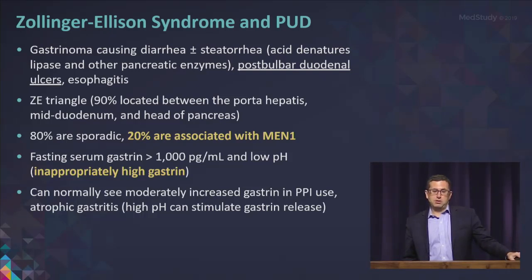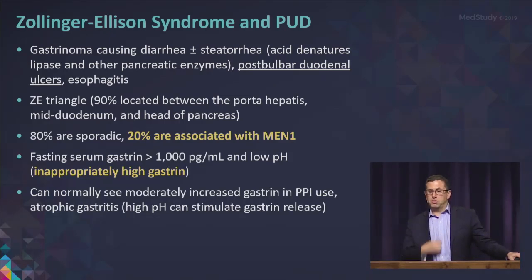So this is a tumor that secretes gastrin and hence leads to high acid output in the stomach. This leads to diarrhea and steatorrhea. The reason it leads to steatorrhea is because the acid denatures lipase and other pancreatic enzymes. It also causes post-bulbar duodenal ulcers, which are fairly uncommon. So if you see ulcers in the second and third portion of the duodenum, that's a tip-off that you could be dealing with a gastrinoma.